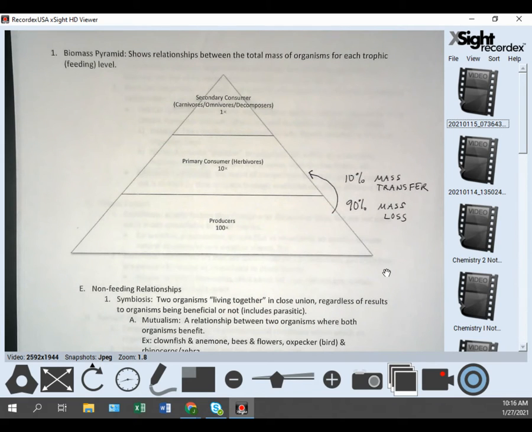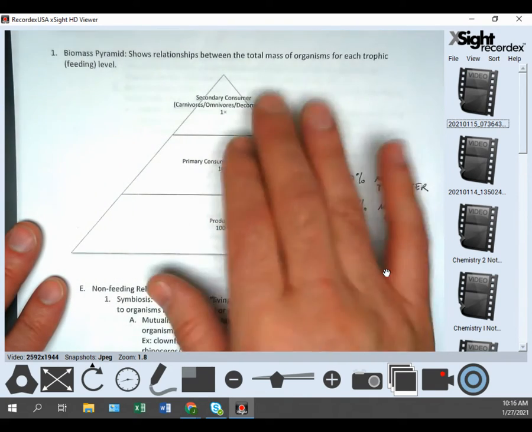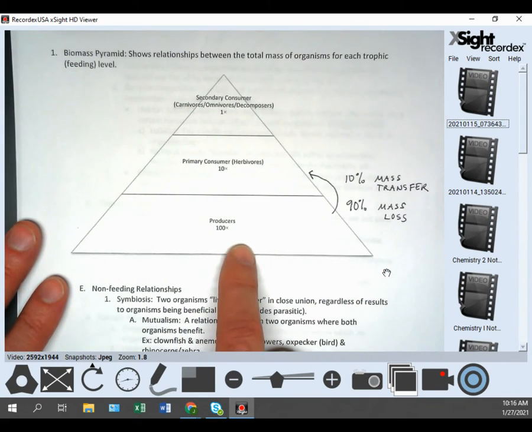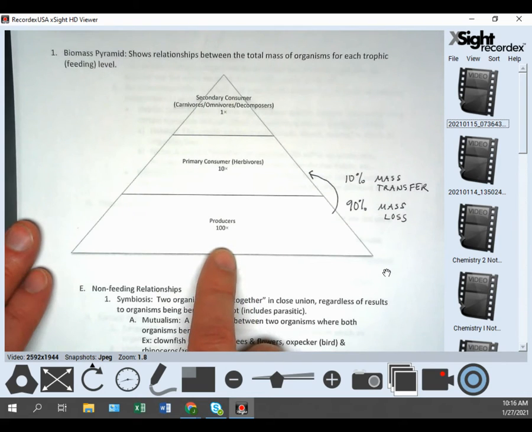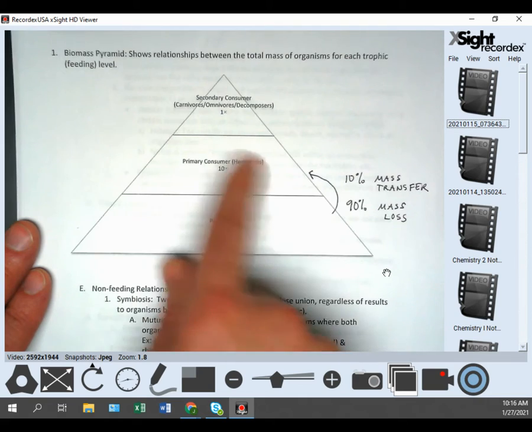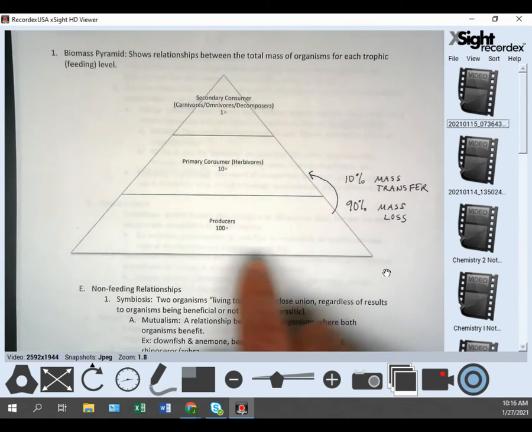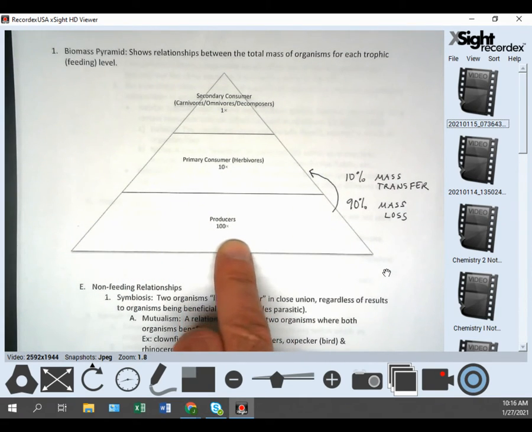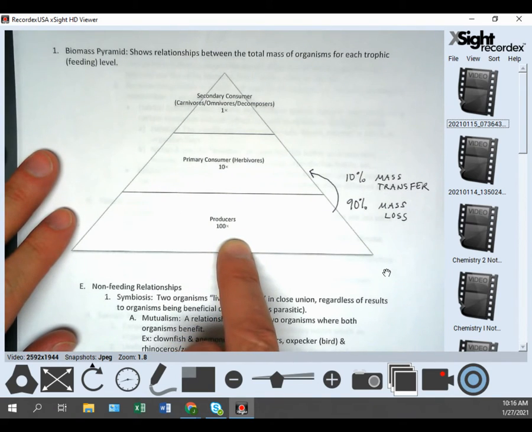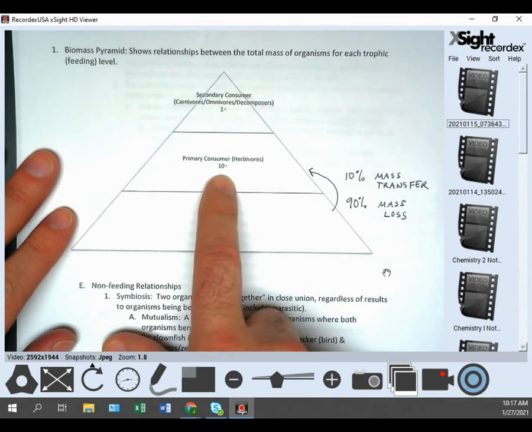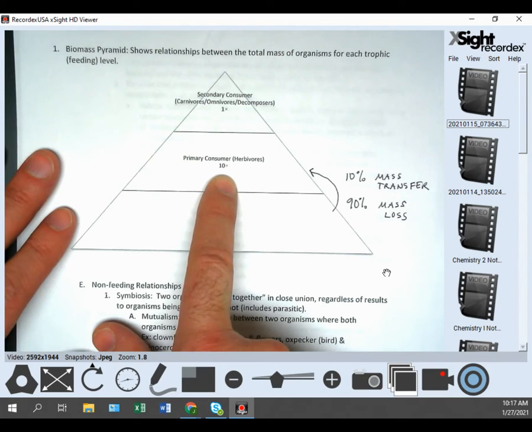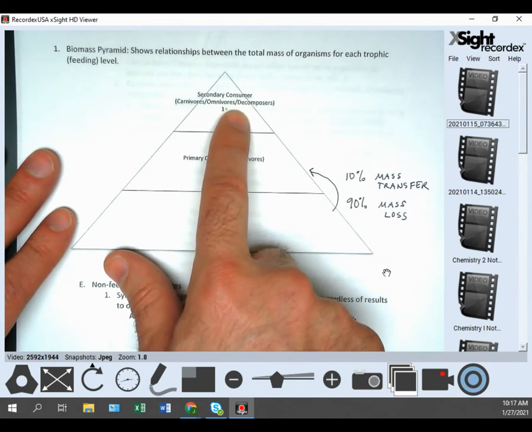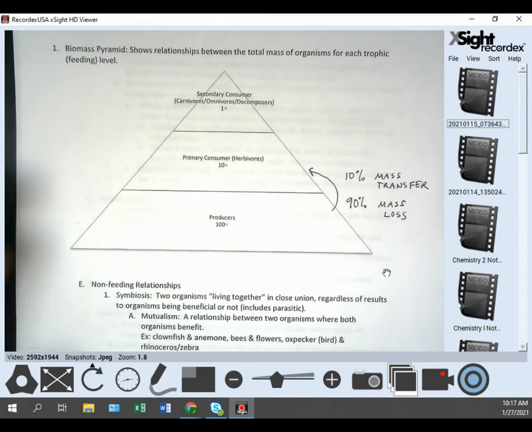Okay. The biomass pyramid that our book uses splits it into 3 levels, and I've got them labeled. I think the ones I gave you guys have these labels on them, right? Yeah, the producers and the stuff in the middle. Okay, good. So producers is the first level. Primary consumers or herbivores is the second level. And then secondary consumers, detritus feeders and decomposers is the third level.